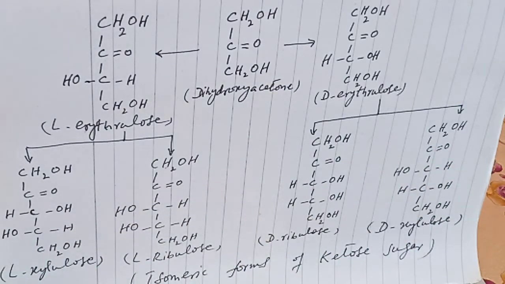So this is the concept of stereoisomerism in ketose type of sugar, and they also form the dextrorotatory and levorotatory forms of sugar, which are called the isomeric forms of ketose sugar.